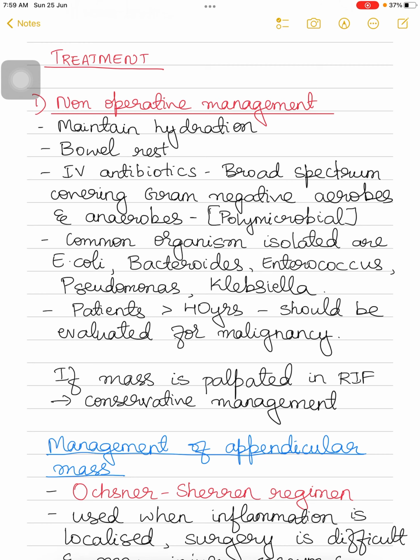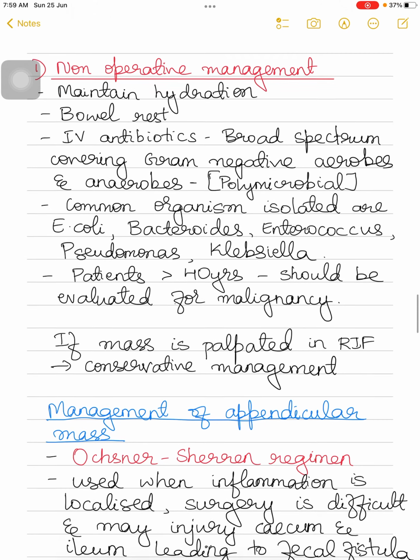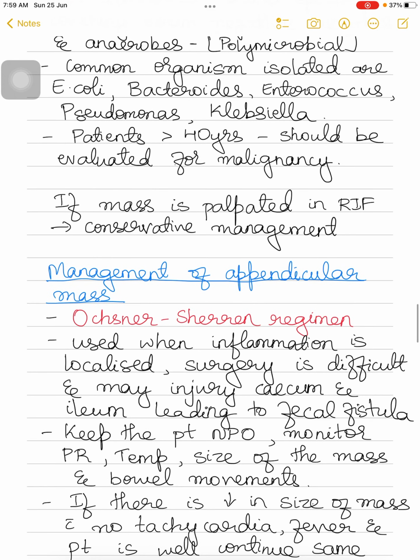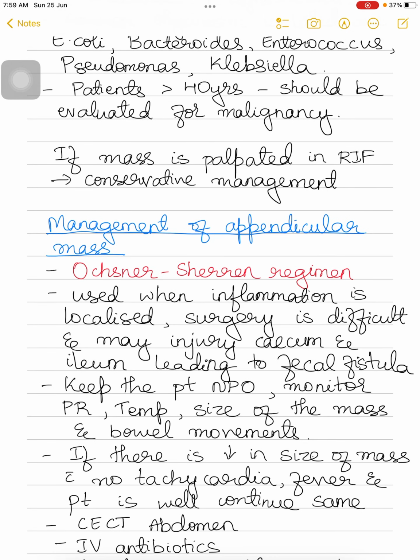Any patient more than 40 years should be evaluated for malignancy. If a mass is palpated in the right iliac fossa, then go for conservative management, since when you try to operate on these kinds of patients, there is more harm than benefit. The management of appendicular mass is called the Ochsner-Sherren regimen.